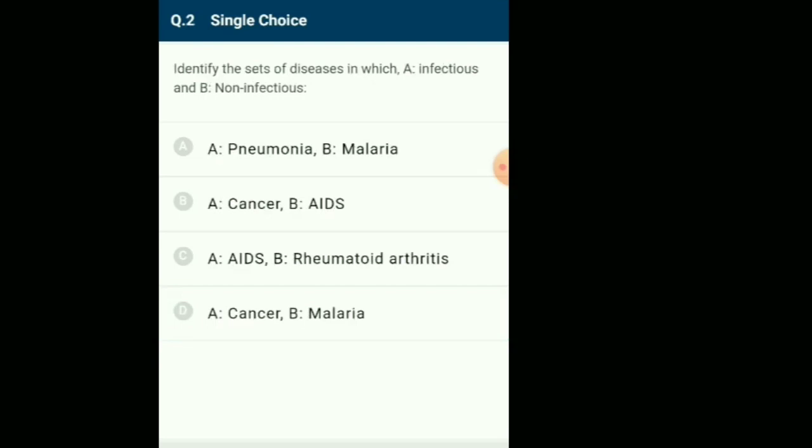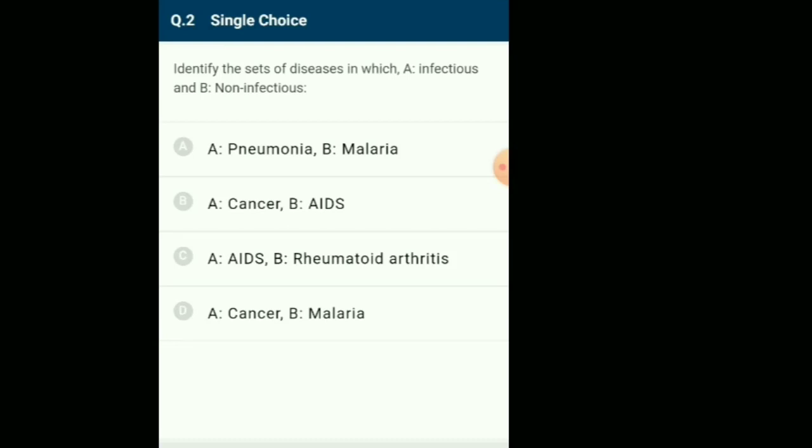Question number 2. Identify the sets of diseases in which A is infectious and B is non-infectious. Pneumonia can spread through airborne droplets from a cough or sneeze, while malaria is transmitted by the infected female Anopheles mosquito that carries Plasmodium sporozoites. Cancer is uncontrolled growth of cells and it is non-contagious. Rheumatoid arthritis is an autoimmune disease and is non-infectious.